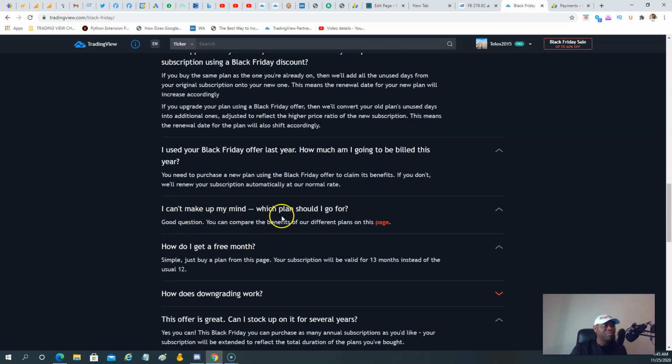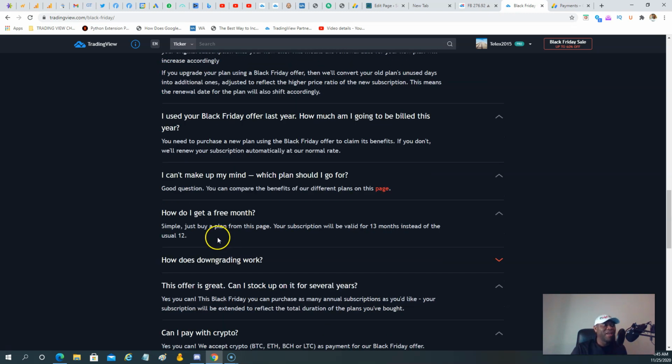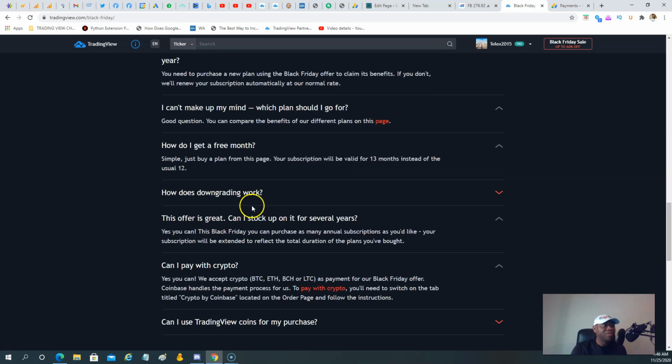I can't make up my mind which plan I should go for. Good question. You can compare the benefits of different plans on this page. We just show you that. How do I get a free month? Simple. Just buy a plan from this page. Your subscription will be valid for 13 months instead of 12 months. So you get the discount and 1 extra month free. Not too bad. How does downgrading work? Well, in our case, we're talking about people who want to upgrade, so that doesn't apply.